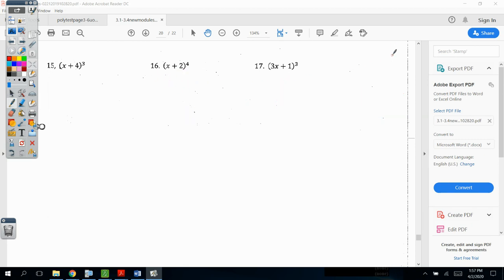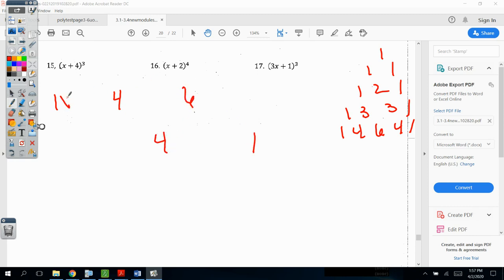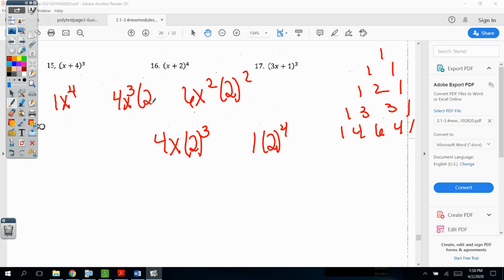X plus 2 to the 4th, I will need row 4. Here it is, 1, 4, 6, 4, 1. X to the 4th and down the hill. And then 2 to the 4th. Plus signs.